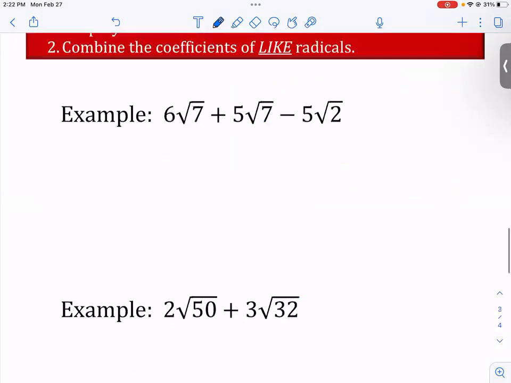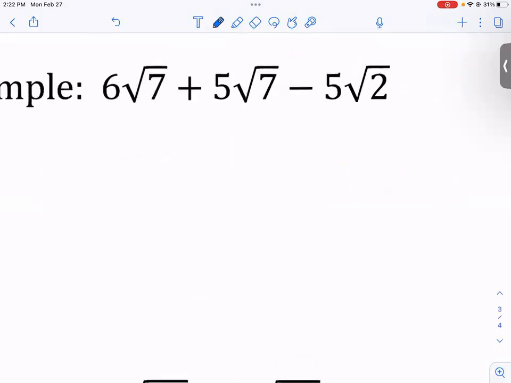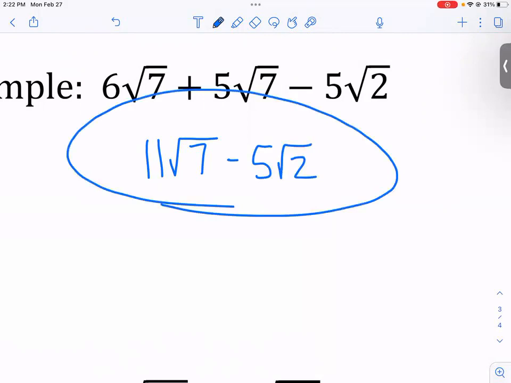Hey, now, when we add and subtract radicals, what under the radical has to be the same? Do you see how these both have square root of 7? So I can combine 6 and 5 to be 11. This has radical 2. We can't combine it. That's my answer.